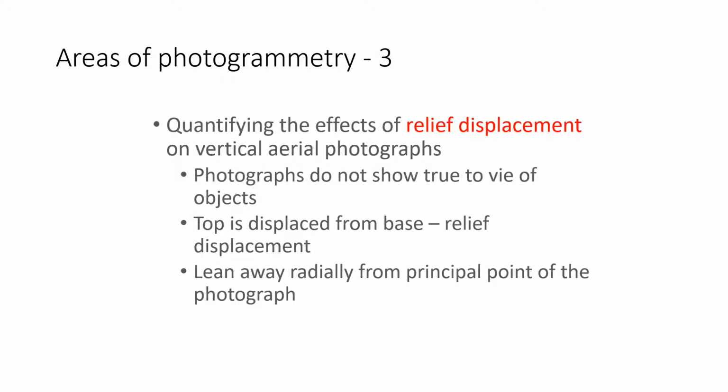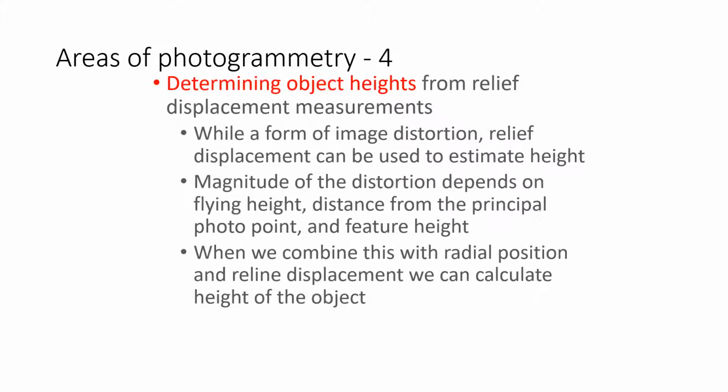Now the last one is relief displacement. In photographs that do not show a true-to-2D view of objects, the top of an object is displaced. This is what relief displacement is, and objects lean away radially from the principal point. I have some pictures here that will explain that a little bit better.